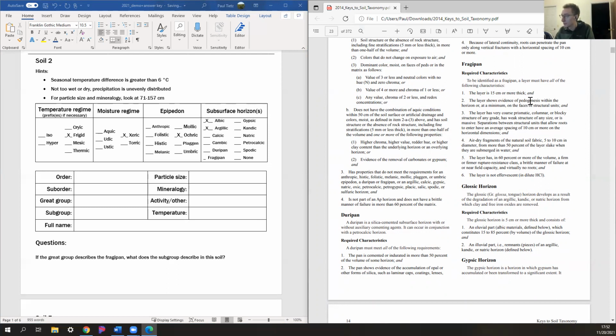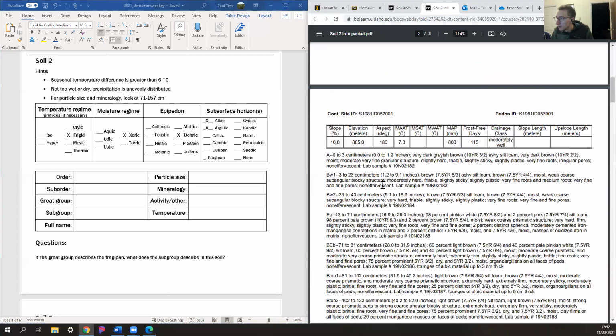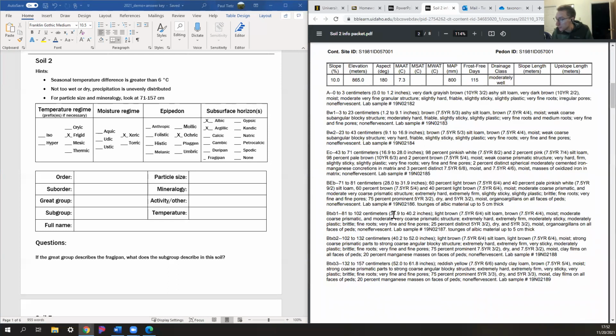Evidence of pedogenesis, which is our development of structure. We have that. The layer has very coarse prismatic, columnar, or blocky structure of any grade or weak structure of any size. We've got very strong prismatic structure. We saw that in the picture. We can read it off of the list right here. Our horizonation, starting at the top of it, we have very coarse prismatic structure, coarse prismatic parting to strong coarse angular blocky structure. We have compound structure, and then we still keep prismatic right there. Okay, so that's good. Let's go back to the taxonomy.